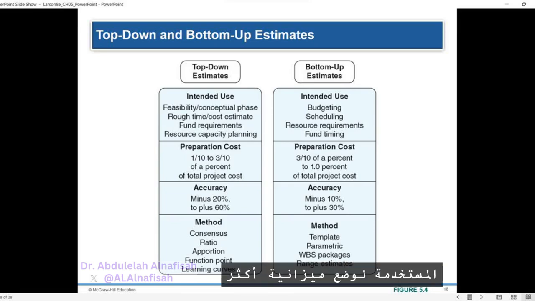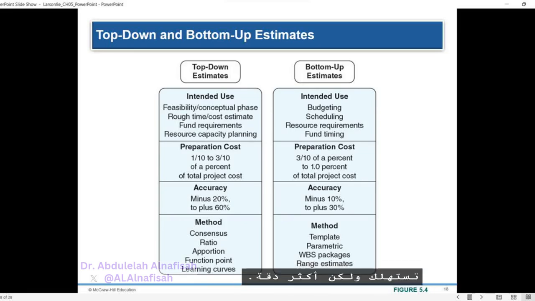Bottom-up estimates, used for more detailed budgeting, scheduling, and resource planning, involve breaking the project down into smaller WBS packages and then estimating the cost of each package. They use parametric estimating and range estimates to determine the cost and time required for each work package. They are generally considered more accurate than top-down estimates, with a range of minus 10% to plus 30% of the actual cost. In summary, top-down estimates are quicker and easier to do, but less accurate, while bottom-up estimates are more time-consuming but more accurate. The best approach often depends on the project's stage and complexity.